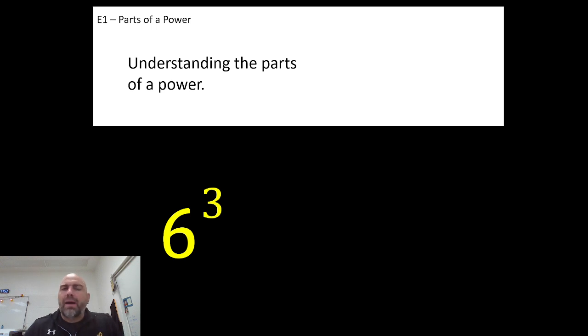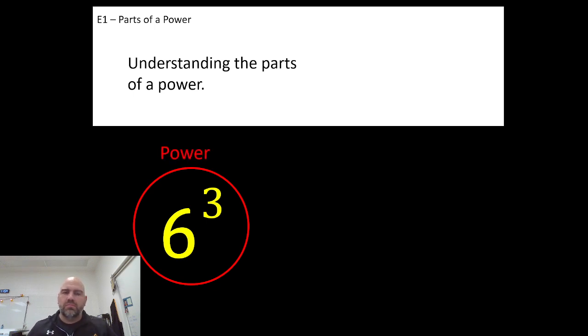Okay, so a power is an expression that has a base and also has an exponent to it. So this here that we see, 6 to the power of 3, is a power. Okay, so this is what we call a power. This is what we're going to understand: the encompassing thing is a power. The power is made up of a couple parts.